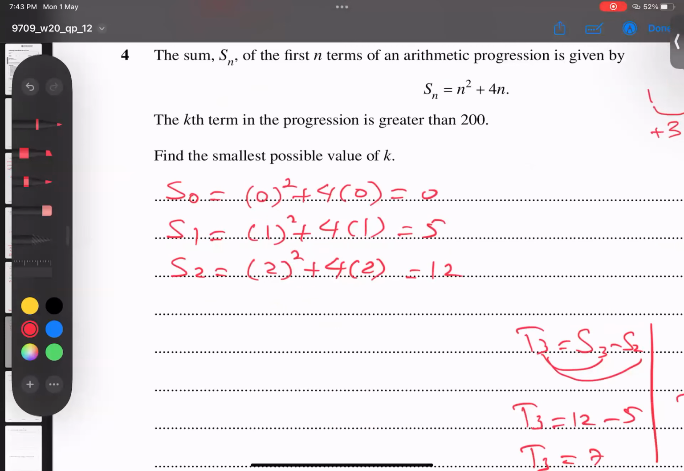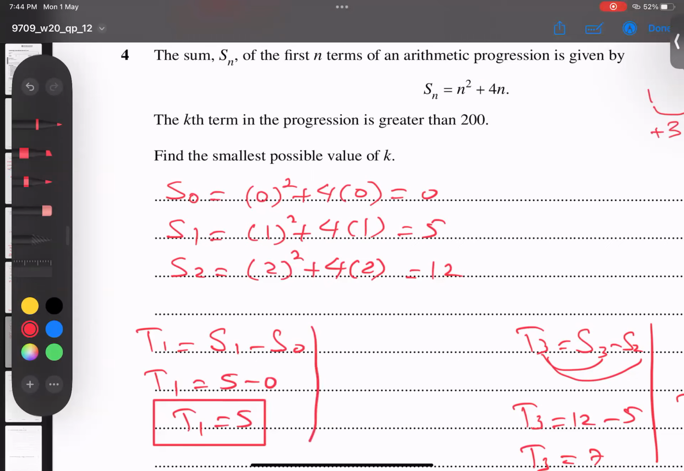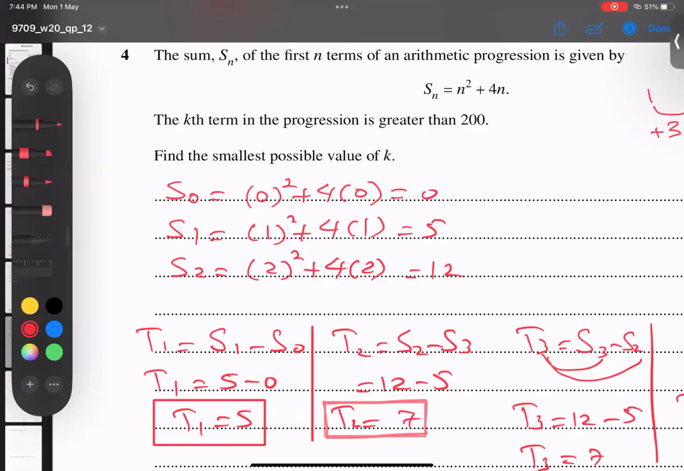Now I'm looking for the first term. How to get the first term? S1 minus S0. S1 is 5 and S0 is 0. So T1 is 5 minus 0. Alhamdulillah Rabbil Alameen, the first term is 5. And how to get the second term? S2 minus S1. S2 is 12, S1 is 5. If you subtract them, I got the second term is 7.